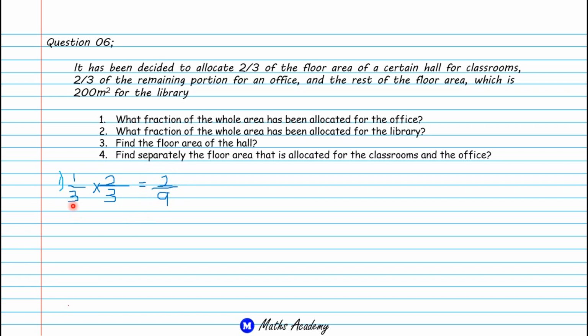Two over 9. So the fraction that was allocated for the office is 2/9. And the next question they are asking is what fraction of the whole area has been allocated for the library. First we should find the total fraction that is allocated for the classroom and office, and then we should minus it with the whole fraction.